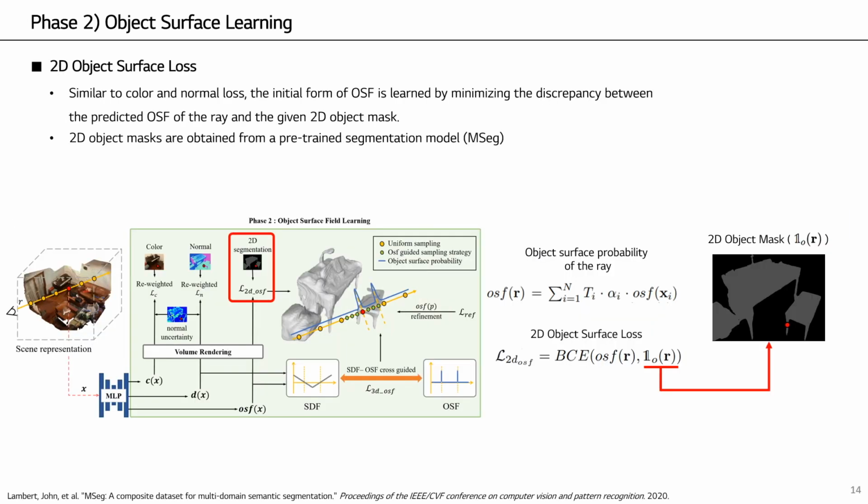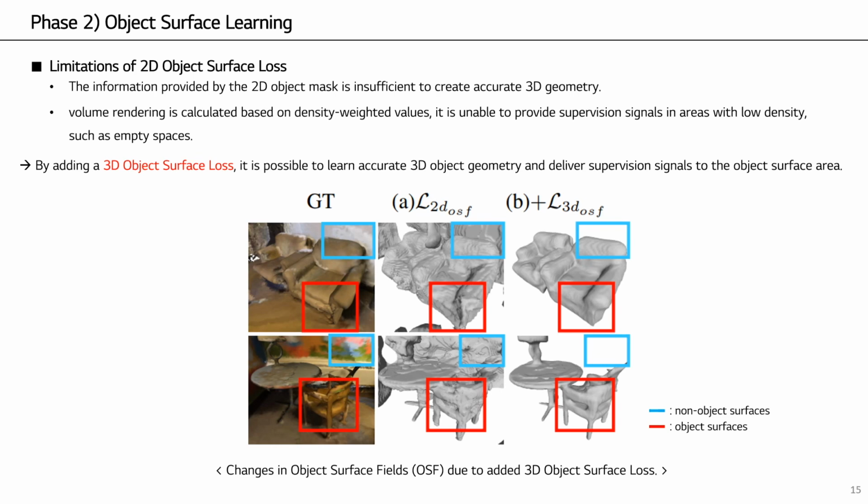Similar to color and normal loss, the initial form of OSF is learned by minimizing the difference between the predicted OSF of the ray and the given 2D object mask. These 2D object masks are obtained from a pre-trained segmentation model. Although the 2D object surface loss can build the initial form of the OSF, the information provided by the 2D object mask is insufficient to create accurate 3D geometry.